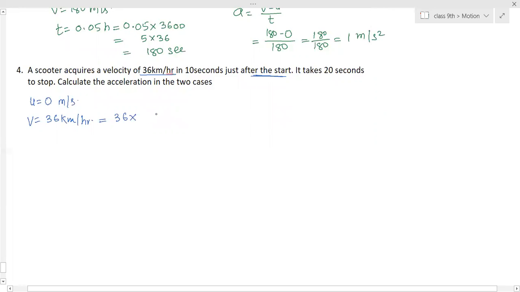Amrita? Ankita, how to convert 36 kilometer per hour to meter per second?